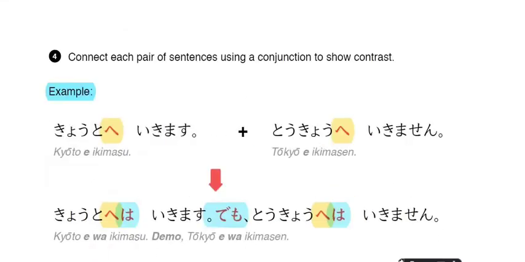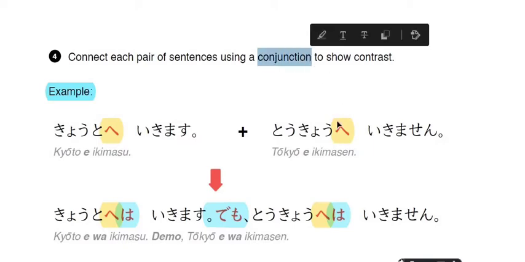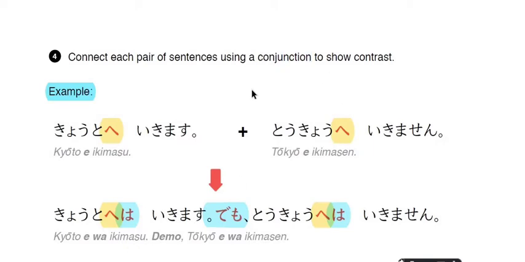Now we are going to connect these two sentences using a conjunction word. Again, we are going to use the word but, which is demo. But you have to keep one thing in mind. Whenever you see the particle o, you are going to replace that o with wa. But when you see other particles like e, ni, de, you are not going to replace them, but you are going to attach the particle wa along with them.